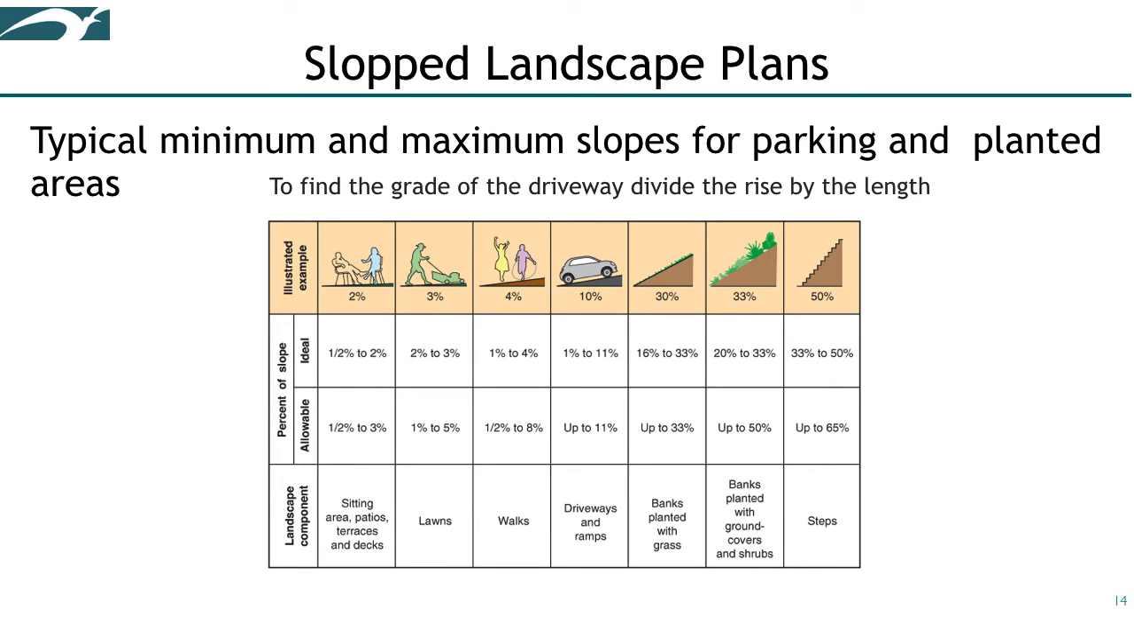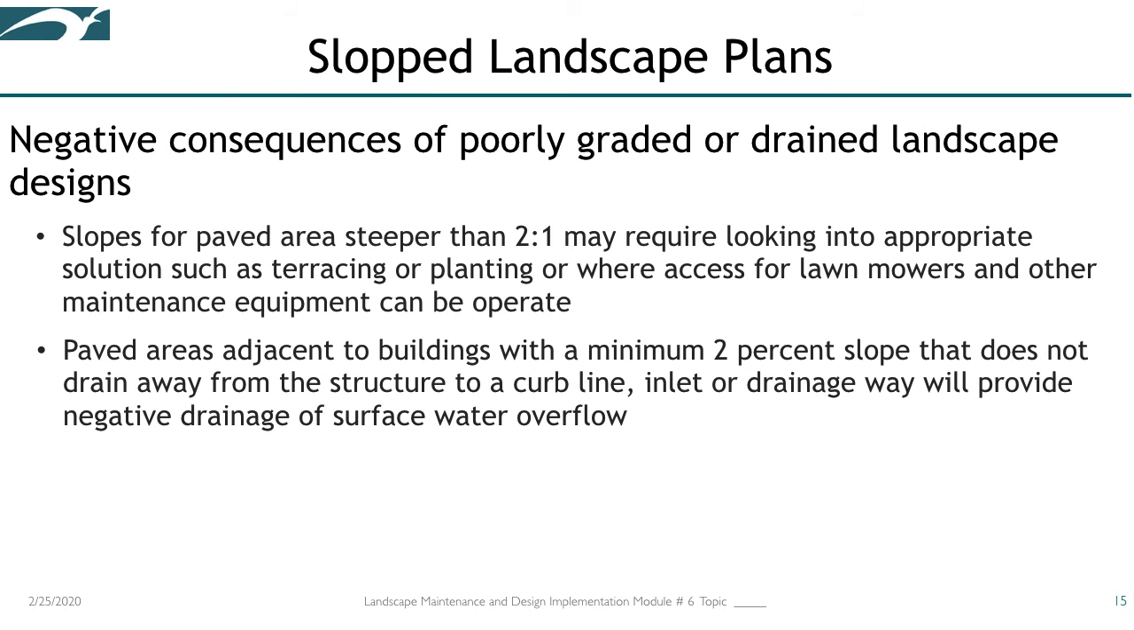In this chart, we will look at the typical minimum and maximum slope for parking and planted areas. To find the grade of a given area, you want to divide the rise by the length. So take a look at this chart and other areas that you will be working with in your landscape and come up with the information you need speedily. There are lots of tools out there. We talked about computer-aided designs that will give you information instantly on the spot. You'll have a software program that will help you to calculate slopes. Take advantage of those tools out there.